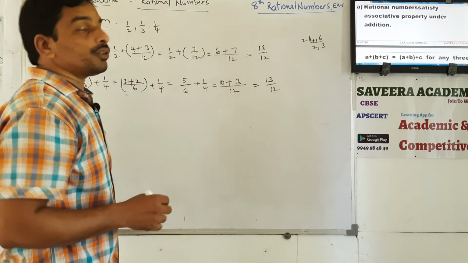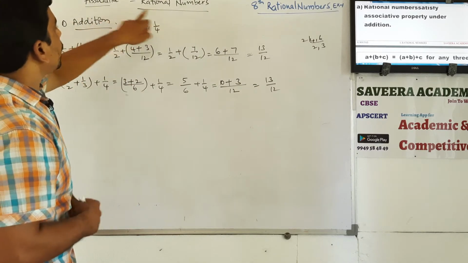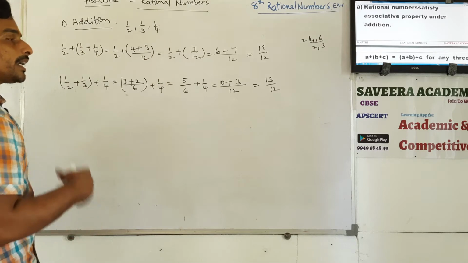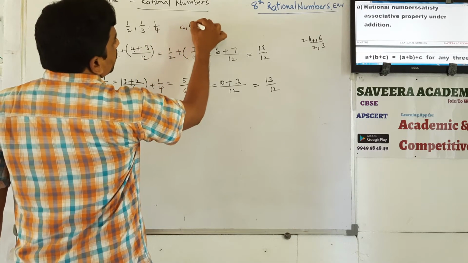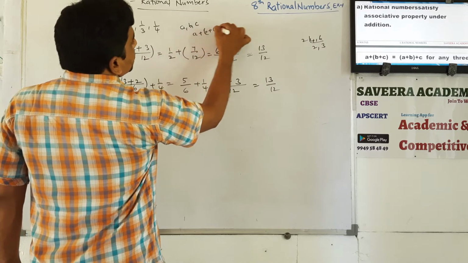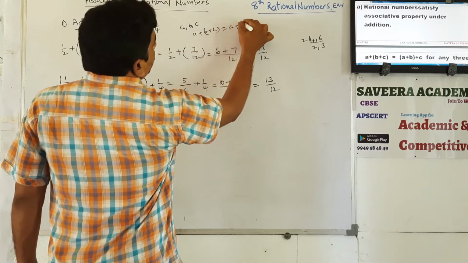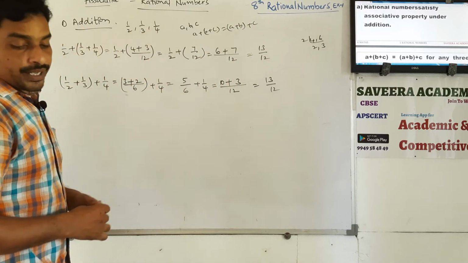Same answers you got. Therefore, addition of rational numbers follows associative property. For any three rational numbers a, b, c, we can say that a plus b plus c is equal to a plus b plus c, grouped either way. Like that you can say.